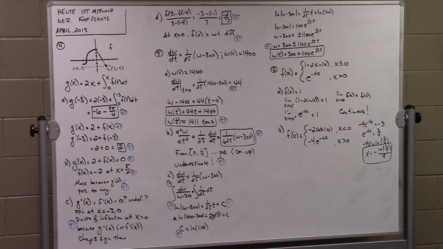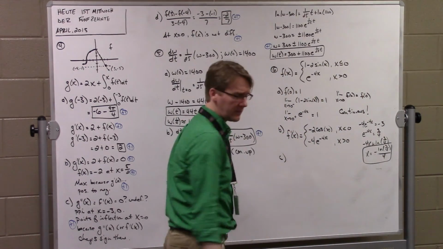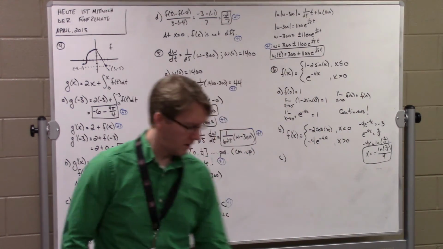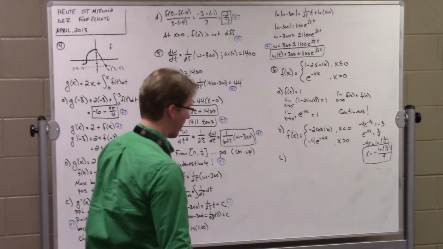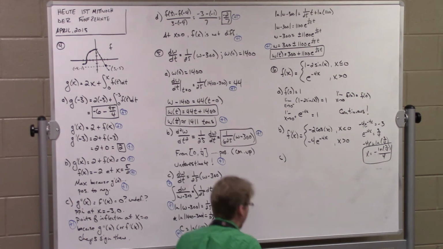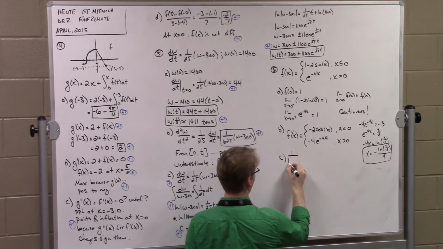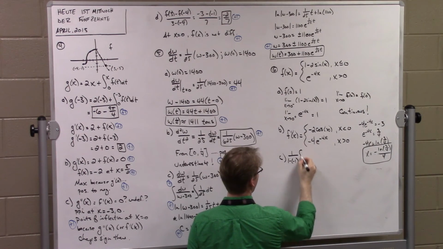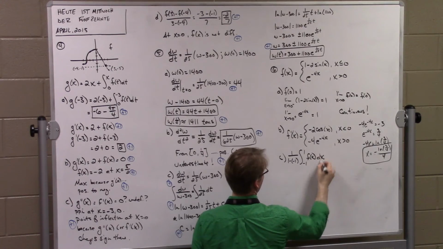Okay. Last but not least, let's see, part C. This one gets people. A lot of arithmetic here. Find the average value of f on the interval from -1 to 1. Okay, we know how to do average value. That's our little 1 over b minus a thing. So 1 over 1 minus -1, integral from -1 to 1 of f of x dx.